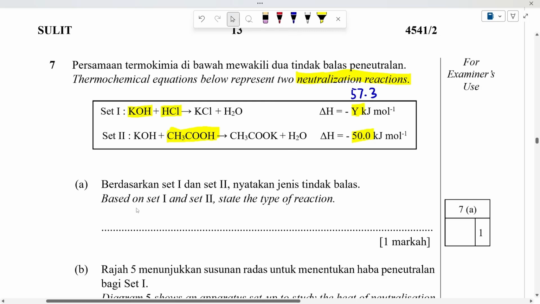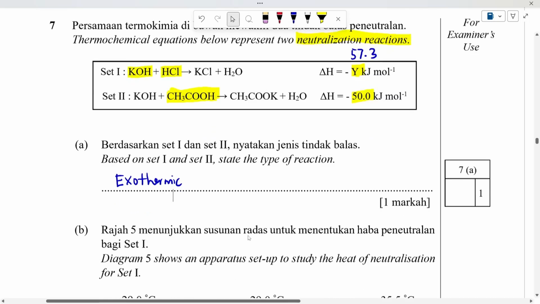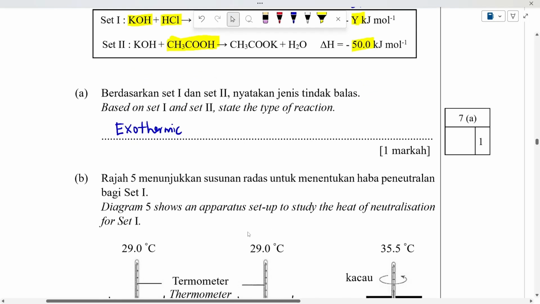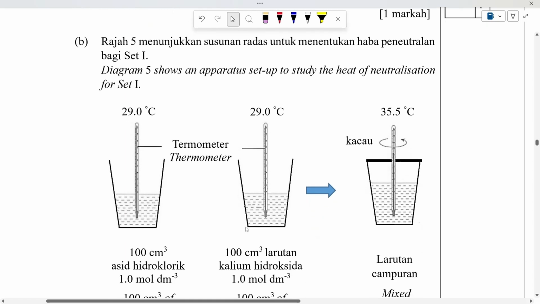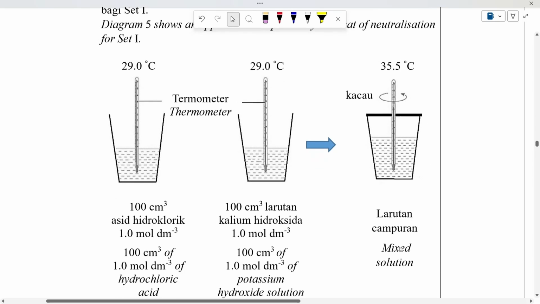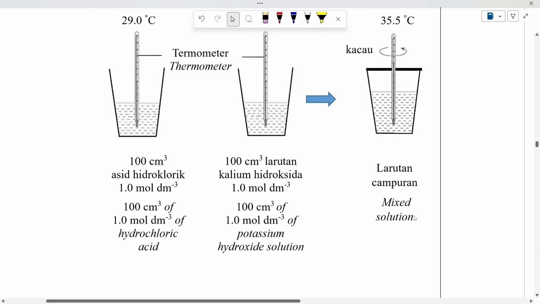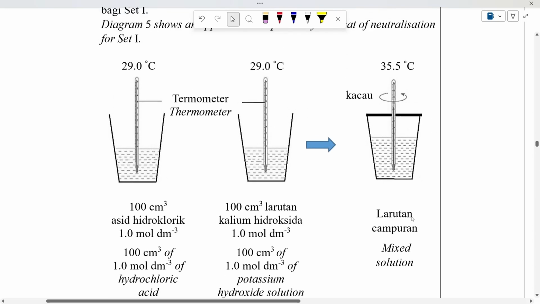Now, first question A, what is the type of reaction? Exothermic reaction, exothermic. Okay, the diagram shows the apparatus for set 1. So acid, alkali, 29. The highest temperature after they mix together is 35.5. So what is the temperature change, class?